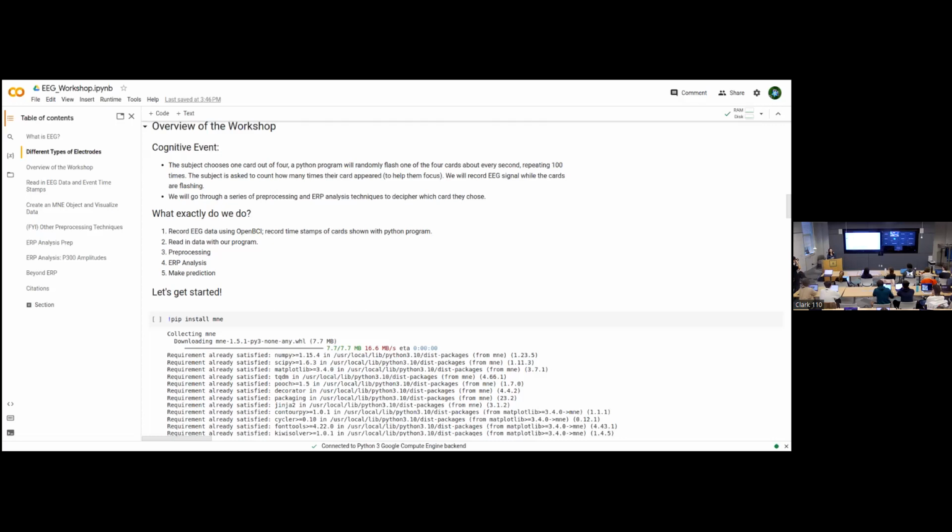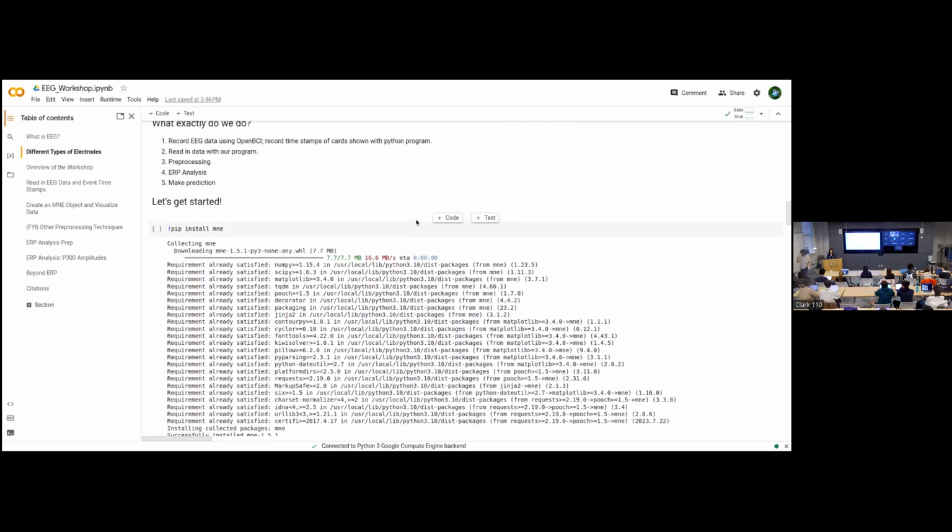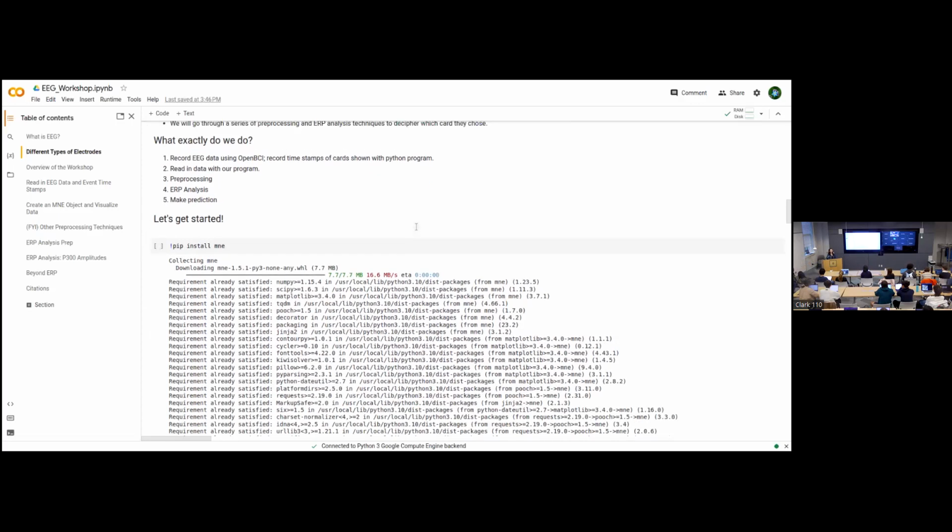With all that electrical activity recorded from the scalp, we're going to try to decipher which card they selected out of the 4. That is a particular type of signal called ERP, or event-related potential, because we know those potential spikes correlate to a specific activity. I'll talk more about ERP and non-ERP signals later. Now we're going to go through exactly what we do to achieve that from beginning to end.